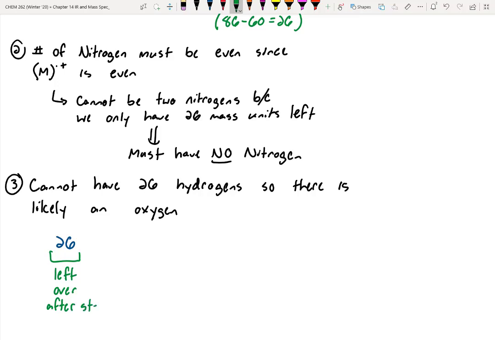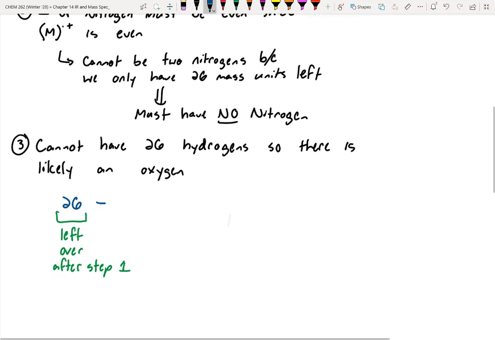After step 1. All right, let's assume that we have 2 oxygens. Do you think that's possible? No, because that would be 32, right? We don't have enough. All right, what would 1 oxygen weigh? 16.